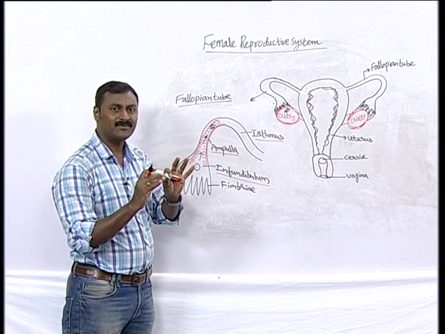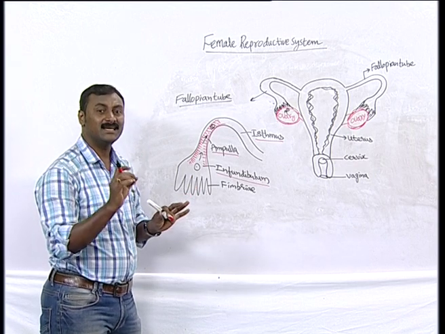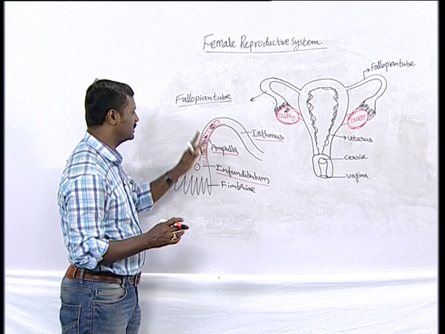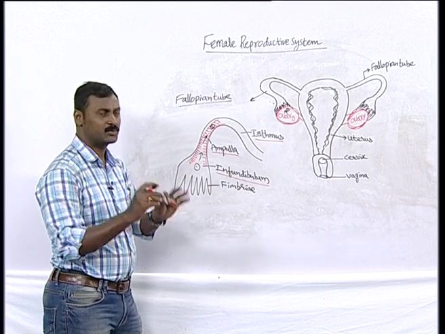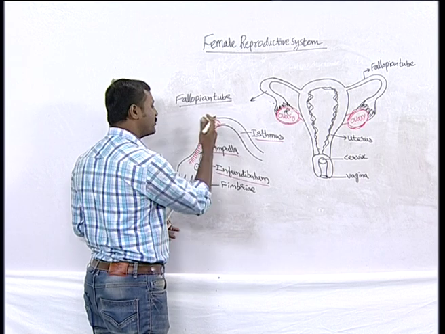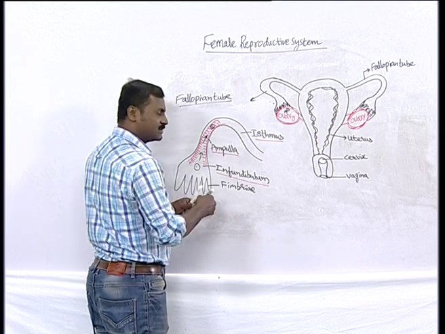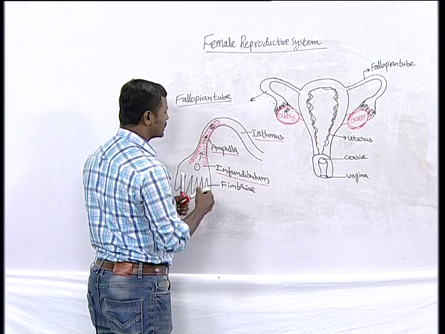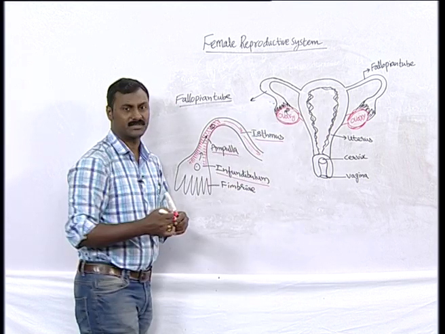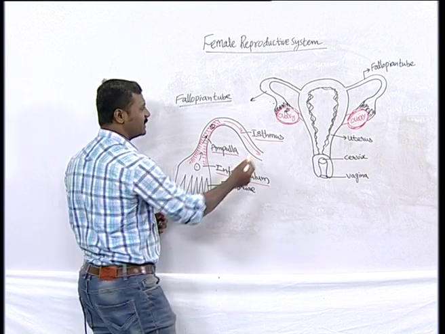So with the help of simple ciliated columnar epithelium, the ovum is pushed towards the ampulla. Suppose if it is fertilized, then the zygote is also transferred through the isthmus to the uterus. So like that, this is very important.